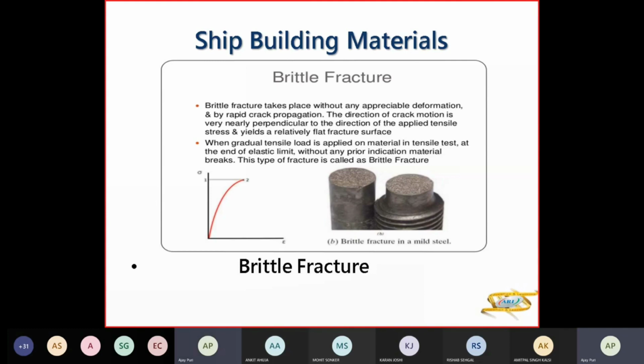Now, brittle fracture takes place without apparent deformation or by rapid crack propagation, almost 3,133 meters per second. The direction of crack motion is nearly perpendicular to the direction of applied tensile stress and yields a relatively flat surface like this. So when a gradual tensile load is applied to the material in a tensile test, you're pulling the material apart. We'll be doing all the destructive tests later. So at the end of the elastic limit, without prior indication, the material will break. So that is known as brittle fracture. It will not give you advance warning.